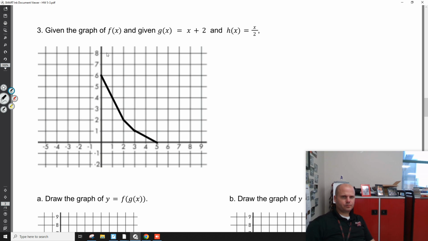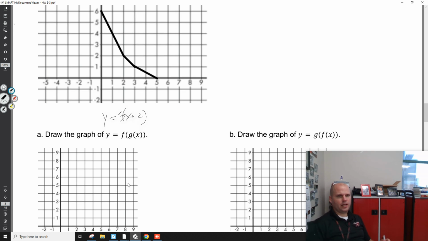Now this is fun. This is a graph of f. This is a graph of g. This is a graph of h. What's f of g of x? g of x is x plus 2. So f of x plus 2 takes this graph and shifts it left 2. We need to take our x's and subtract 2.